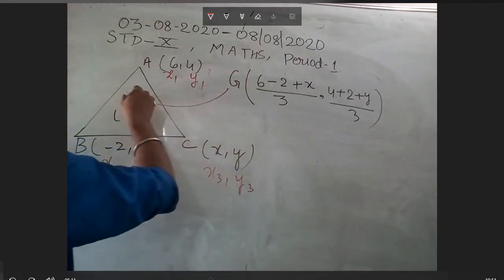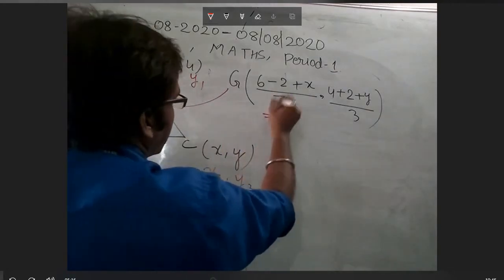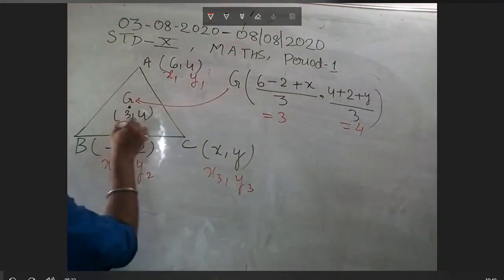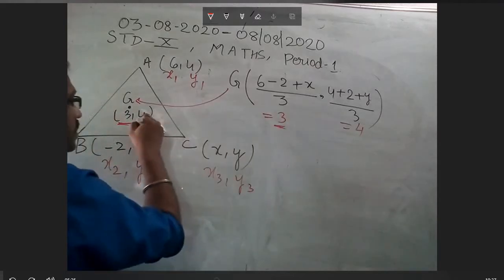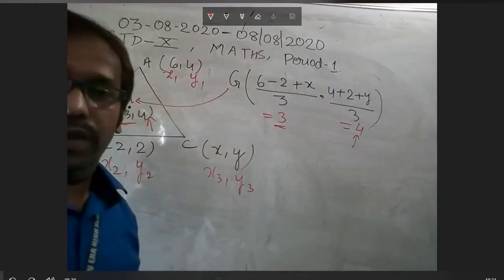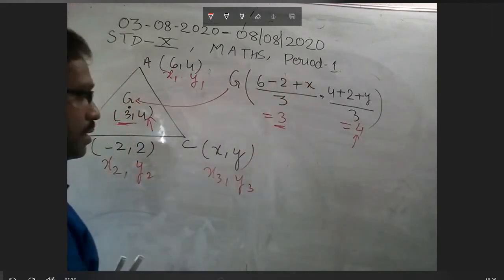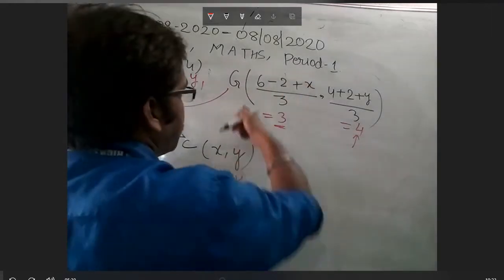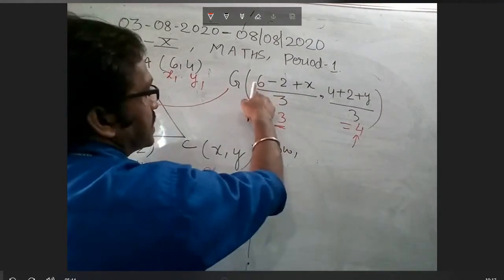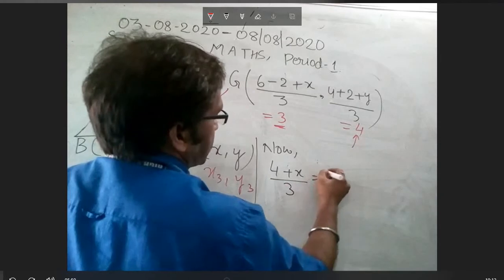Now I will calculate them separately. For x I will calculate first, and then for y after that. So first of all I will calculate this for x. The x value is 3, so this will go with the equation here. So this will become (6 minus 2 plus x) by 3 is equal to 3. This is the x coordinate. So this will become (6 minus 2 plus x), that is (4 plus x) by 3 is equal to 3.